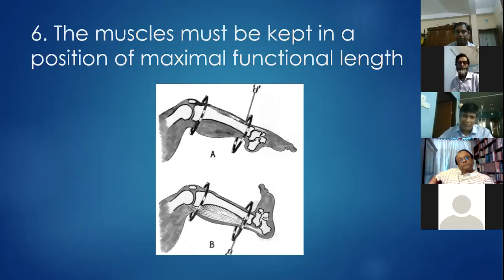Like this, in case of the femur near the knee joint, when we introduce the wire from the posterior compartment, the knee should be extended, and for the anterior compartment, the knee should be flexed.